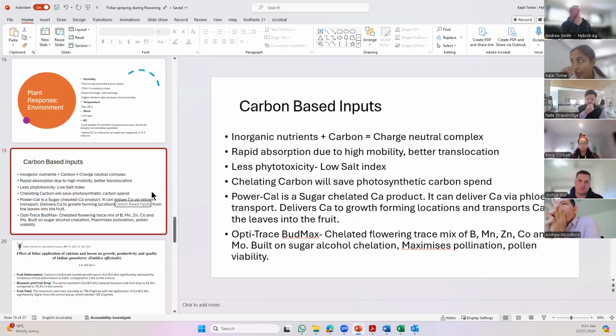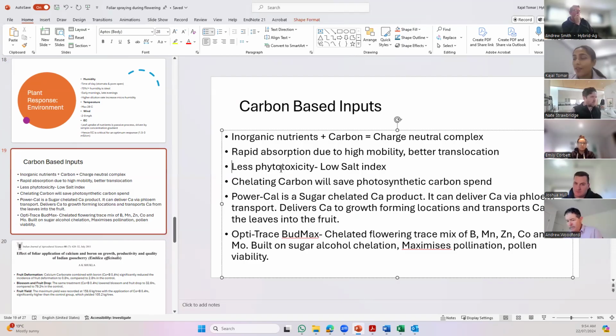Let's look into carbon-based inputs. As we were talking about chelation, most of the nutrients, as we know, are either cations or anions. So having chelation with carbon or molasses or any organic source will neutralize the charge that is present in those nutrients. By doing that, it will increase the absorption of those nutrients, because they will be highly mobile and will be translocated faster into the leaf. It will also have a lesser phytotoxicity risk, because chelated nutrients have a lower salt index.